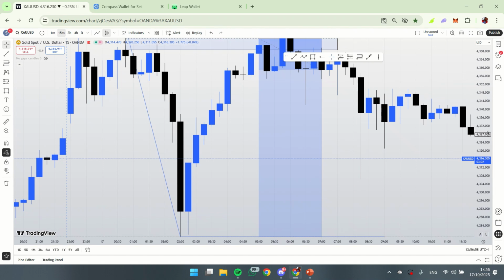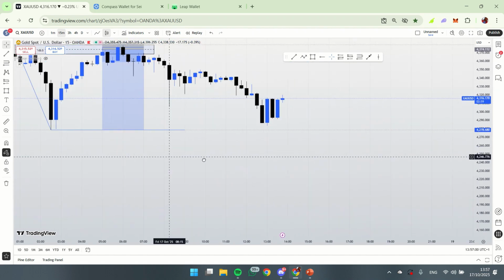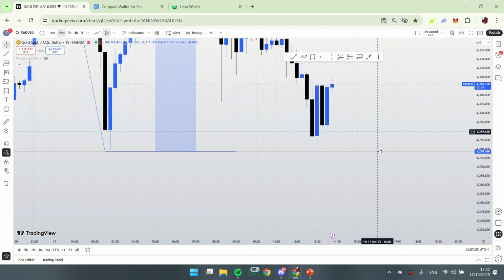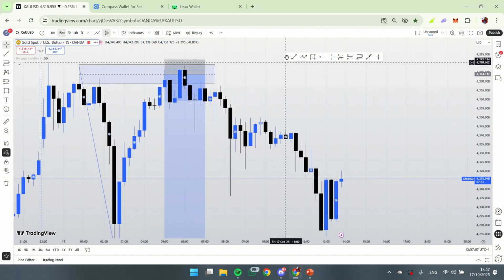So as you can see, this is my entry. And let's see what price is doing currently. Did price take this high? So you can use important candles to be trading.